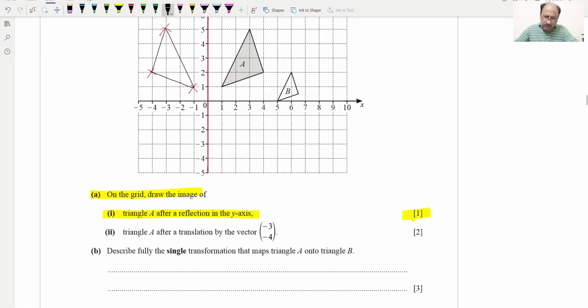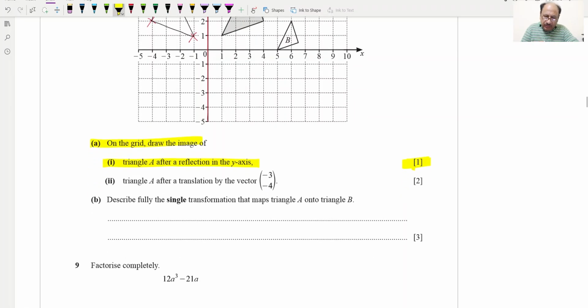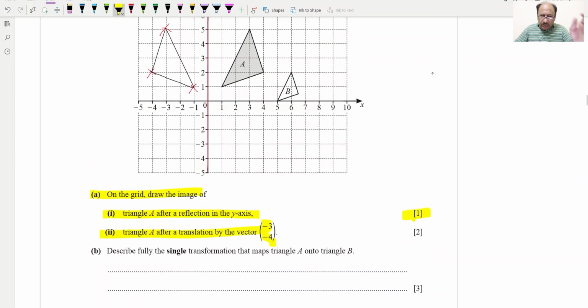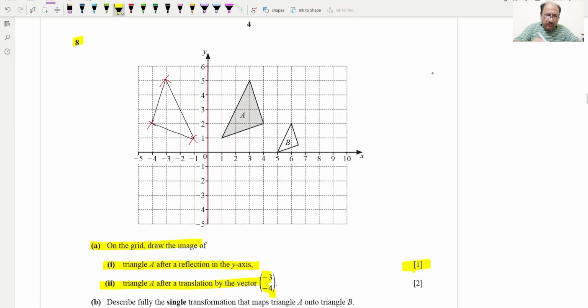Next is triangle A after translation by the vector -3 and -4. So triangle A is which one? What I will do, I will draw this triangle because I'm doing this on the laptop computer screen. So you can basically use paper and tracing paper.